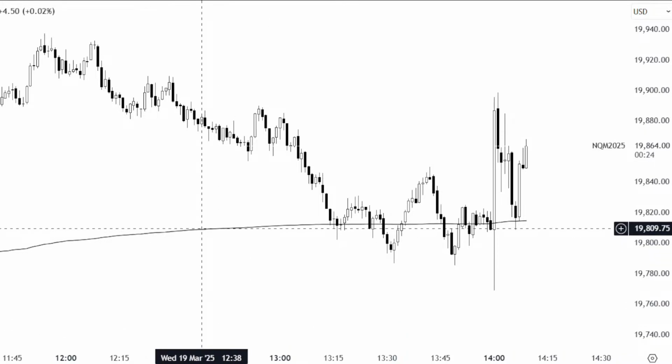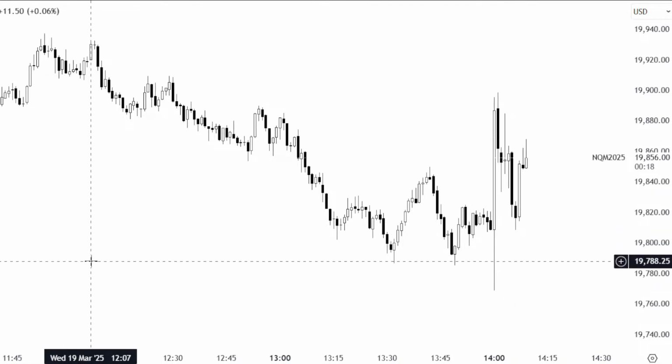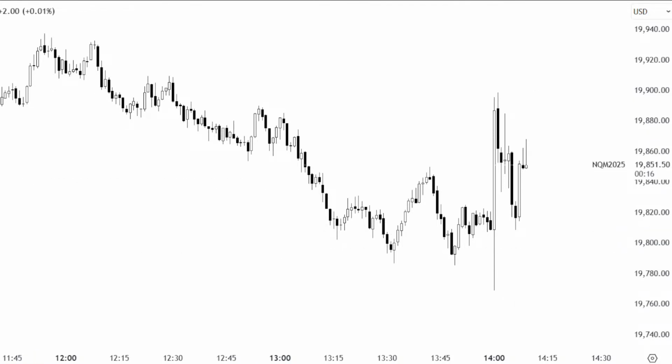And this line here is not a moving average, this is just the VWAP that I've got on here. We can take it off.